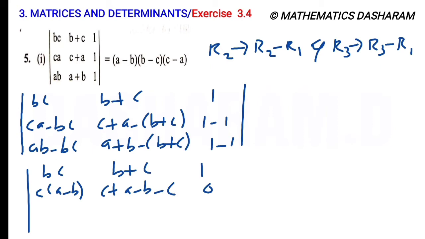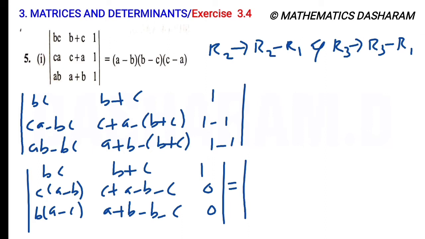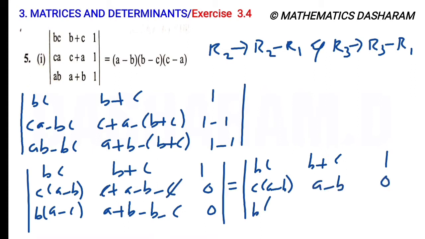From this take the B common, so A minus C, so here A plus B, remove the bracket, minus B minus C, 1 minus 1, 0. So it is equal to BC, B plus C, 1. So C bracket of A minus B. So what happened here, plus C minus C cancel, so then A minus B, 0. So B bracket of A minus C, so here plus B minus B cancel, so A minus C, 0.